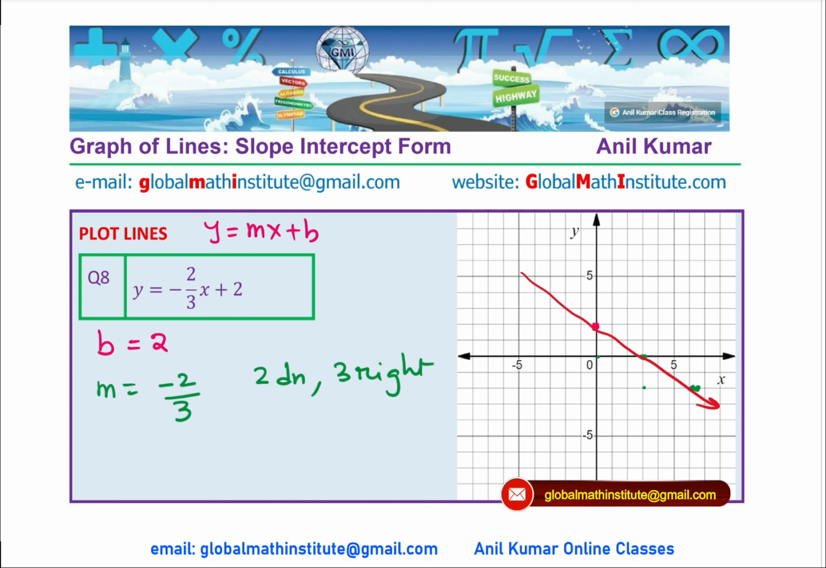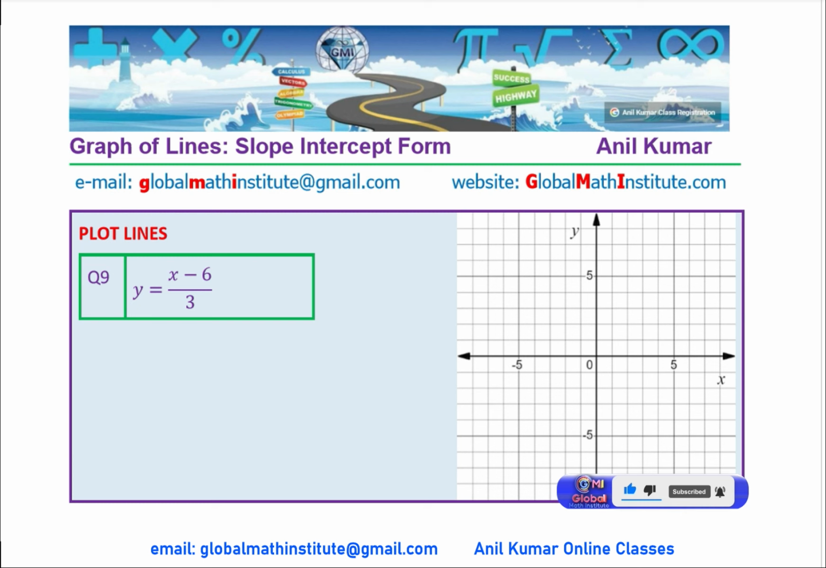So what we did here is that we went 2 down and 3 right, right? So simple as that. 1, 2 down and 3 right. 1, 2, 3. 2 down, 3 right. You see that. Continue this pattern to graph your line. In this case, the line is y equals minus 2 over 3x plus 2. Clear?